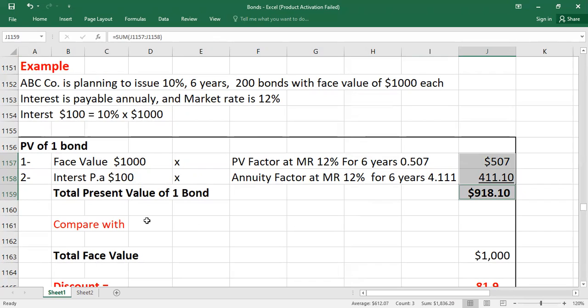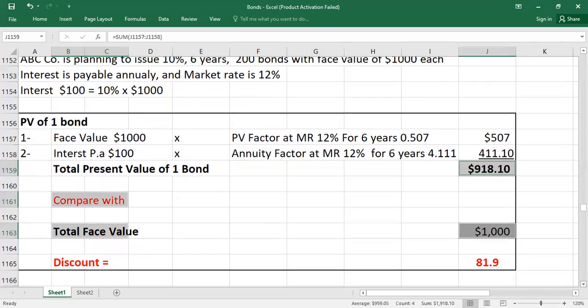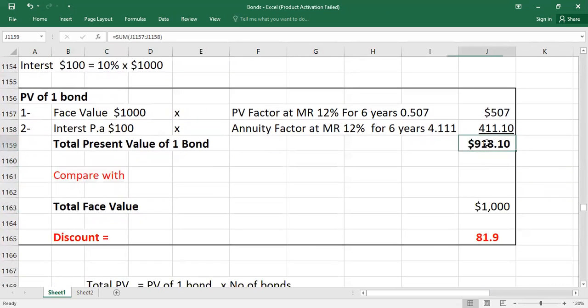Okay, so I will compare this with the face value, and the face value of one bond is 1000, and the present value is $918.10. So the difference you can look at here, your present value is less than face. It means this is the amount of discount. So the amount of discount is 81.9.